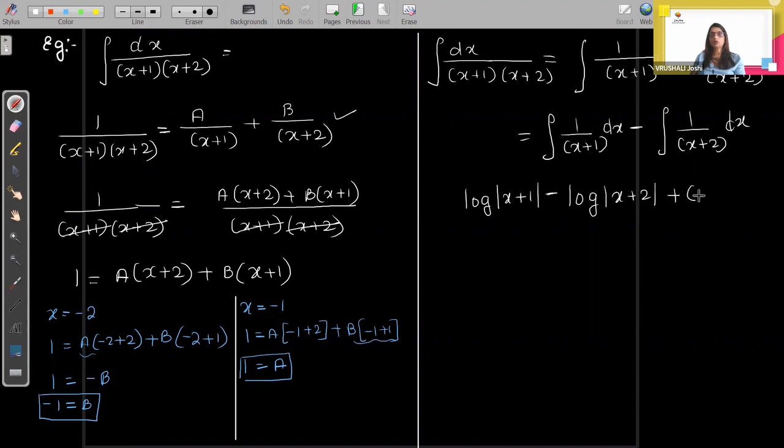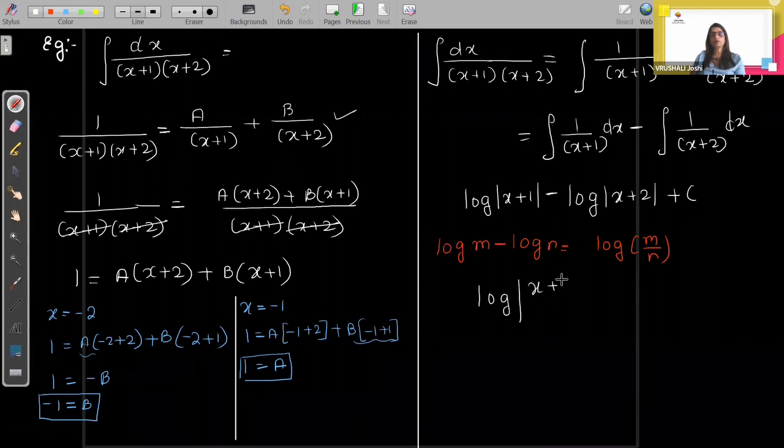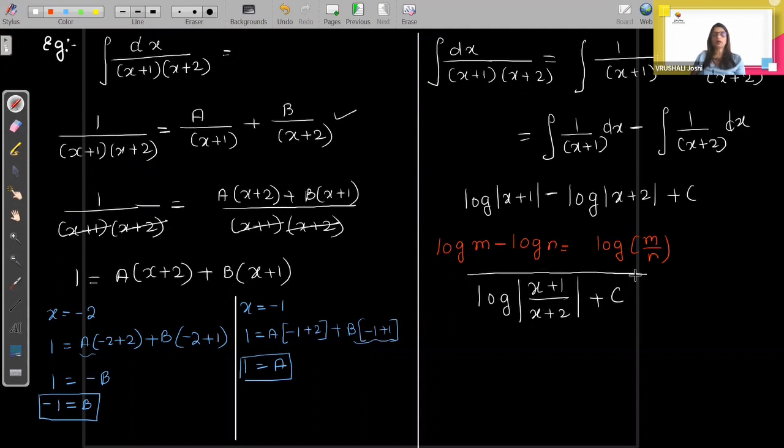Now you should know the rules of logarithm, so this answer is not complete. You should know the rules of logarithm. Do you know that log of m minus log of n is equal to log of m by n, correct? The same rule we can use and we can write our final answer to be log of modulus x plus 1 by x plus 2 modulus plus c. So this is your final answer.